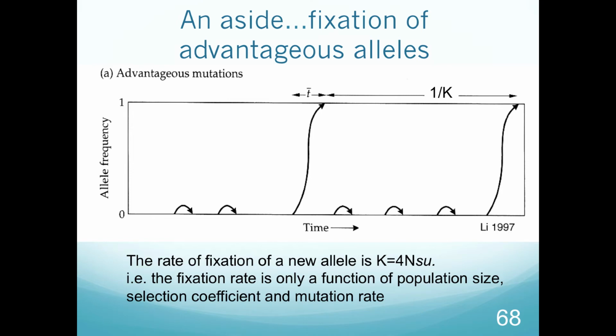As an aside, if there is a selective advantage, then alleles go to fixation very, very quickly, as we saw in the selection lecture. The rate of fixation is 4n times s times u. So you add in that selective coefficient, and it causes the alleles to go to fixation very, very quickly.